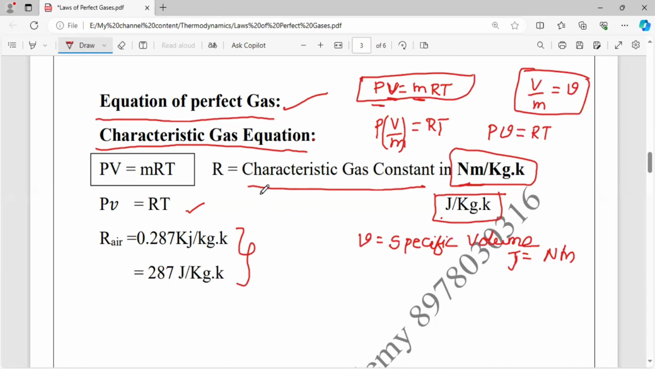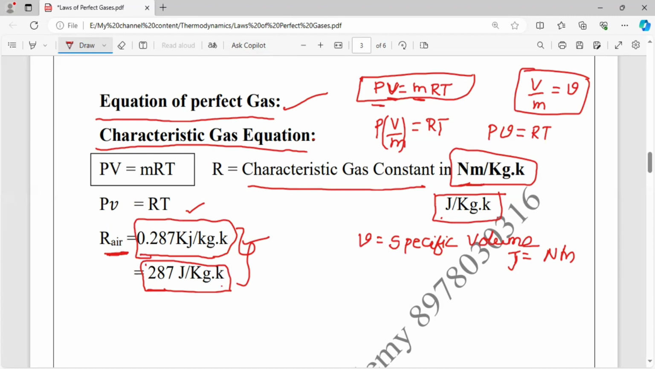Generally the gas can be taken as air. The characteristic gas constant of air is 0.287 kilojoule per kg Kelvin, or 287 joule per kg Kelvin. While solving the problems, this will be important.